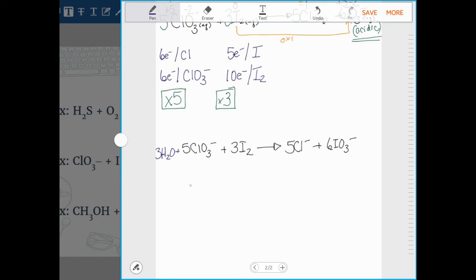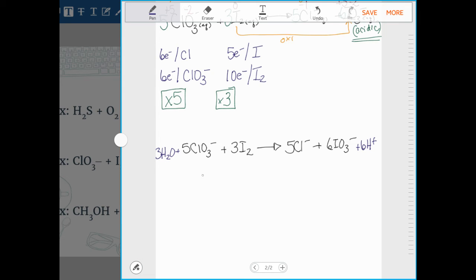Now again, I didn't have any hydrogens present, but now I've added 6 hydrogens, so I have to include my 6 hydrogens on my product side to balance out my hydrogens. Again, I can double check my work by going through again, checking my atoms to make sure my atoms are all balanced, and I see that I have balanced everything. My chlorines and my iodines and my oxygens and hydrogens are all balanced on both sides.